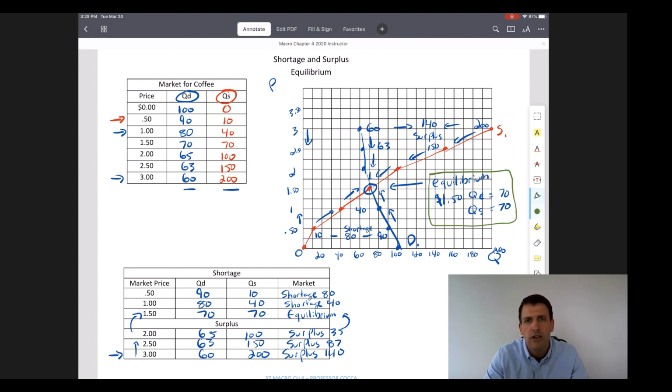All right, so what I want you to do is print out the worksheet, complete it just as I did. Go ahead and take a picture or a scan and upload it into Canvas.